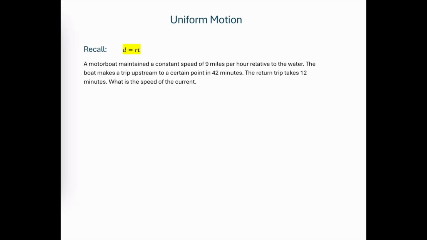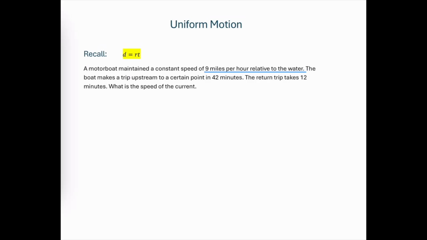A motorboat maintains a constant speed of 9 miles per hour relative to the water. The boat makes a trip upstream in 42 minutes, and the return trip takes 12 minutes. What is the speed of the current?